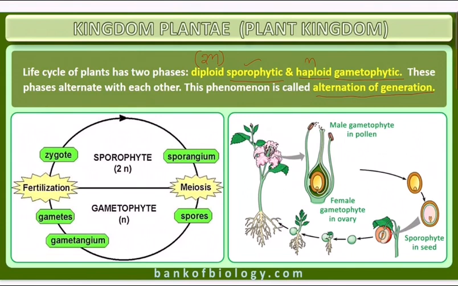This is normally a major question in the annual exam: what is alternation of generation? Briefly explain the phenomenon in angiosperms, gymnosperms, bryophytes, with a specific example.